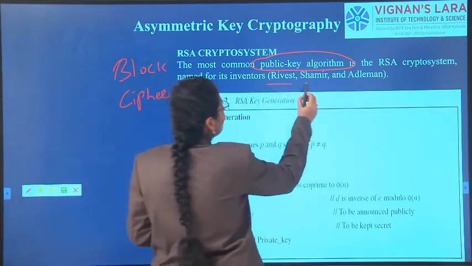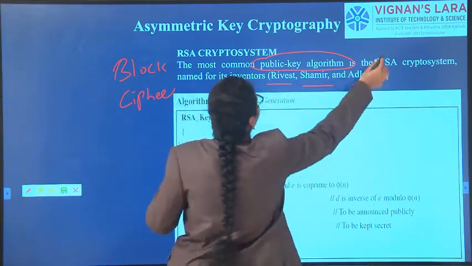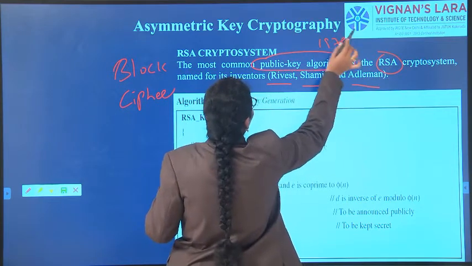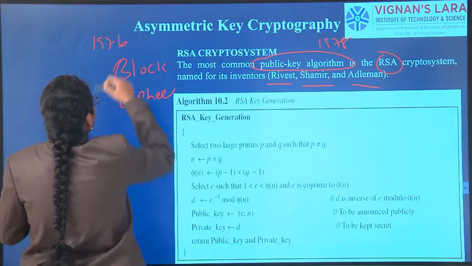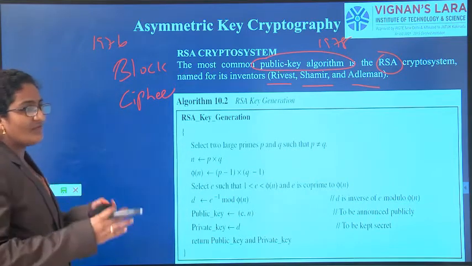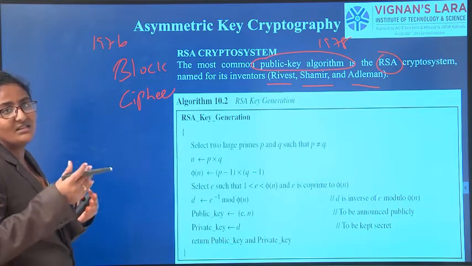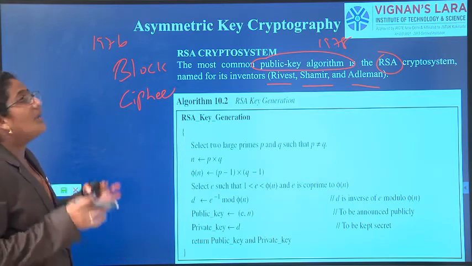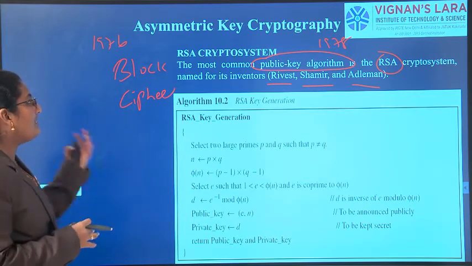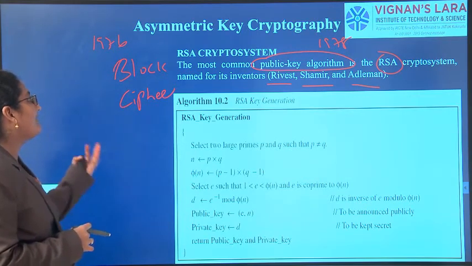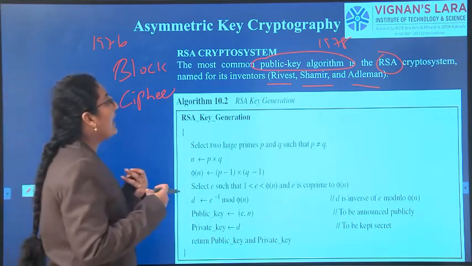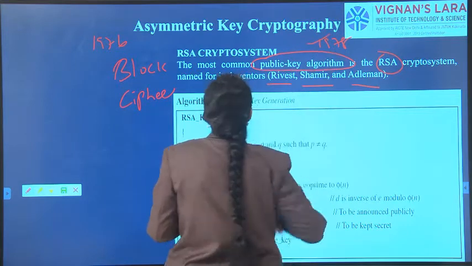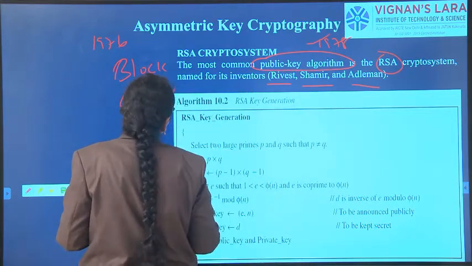Rivest, Shamir and Adleman are the three people who invented RSA in 1978 to meet the requirements given by Diffie and Hellman in 1976. In 1976, Diffie and Hellman challenged it and gave some requirements. To meet the challenge, these three people invented RSA, which is a block cipher and a public key algorithm. And in 1978, this RSA met all the requirements given by Diffie and Hellman.